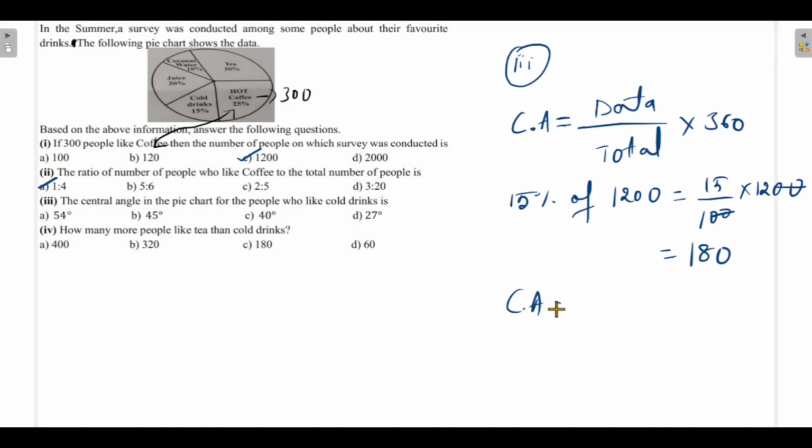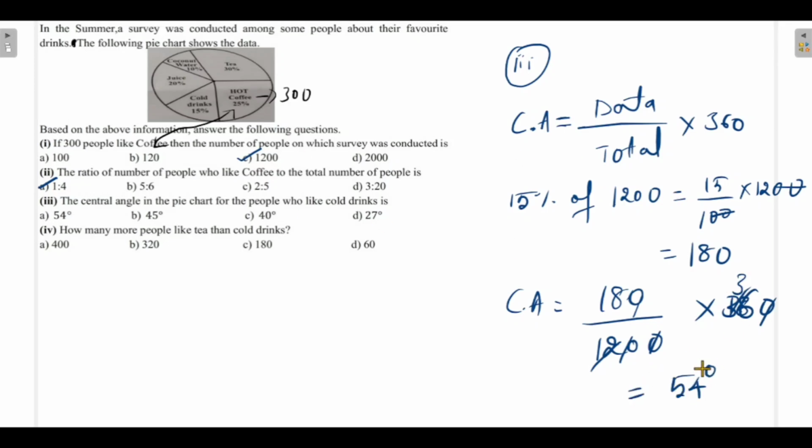Now central angle is equal to data 180, total is 1200, into 360. Okay, the zeros get cancelled out. Here also we get 12 ones are 12, 12 threes are 36... so 18 threes are 54. That means the central angle of the people who like cold drinks is 54 degrees.